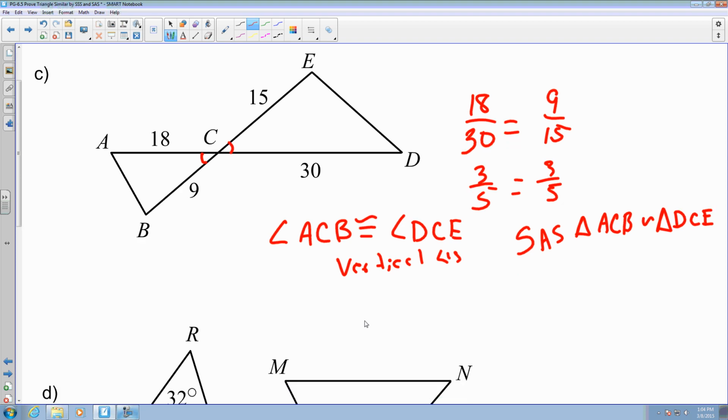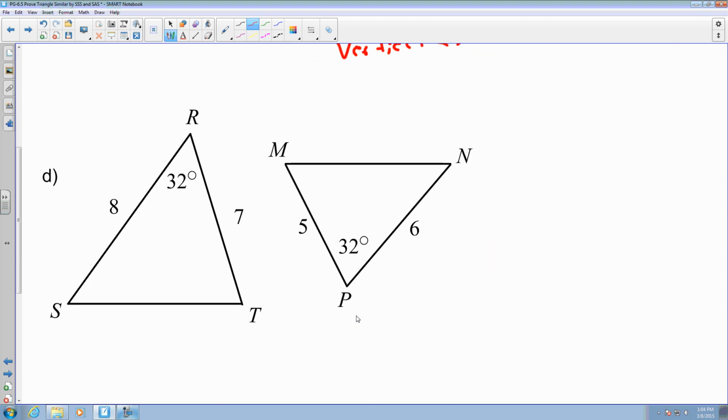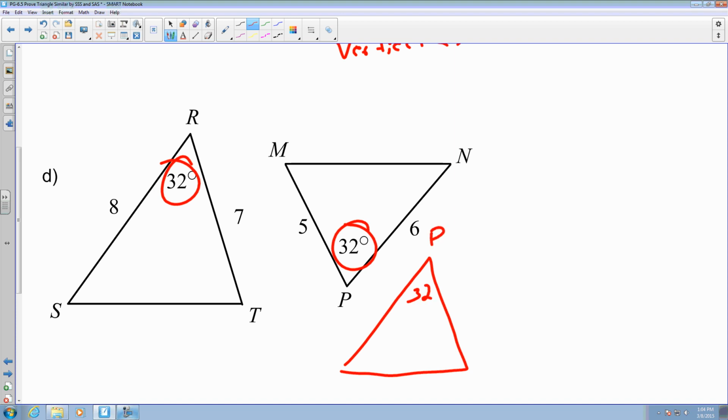And then finally, we have these two triangles here. They give us the angle measure here and here. What I would probably do in this situation is turn it over so it looks like the same thing as the right triangle. So I'm just mimicking this triangle. It's a 32, so that's value P. If you turned it upside down, N would be over here and M would be here. So P to N would be 6, and P to M would be 5.